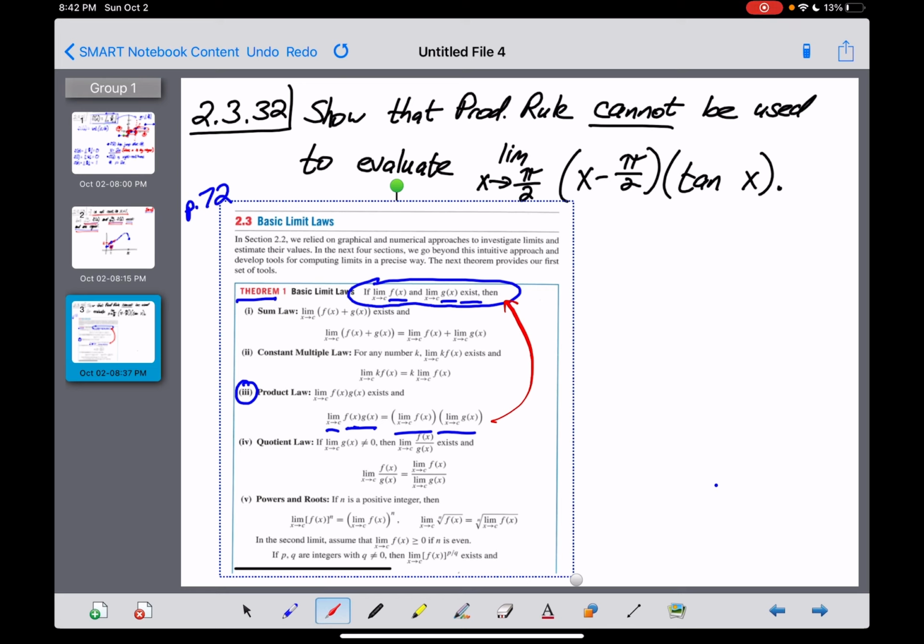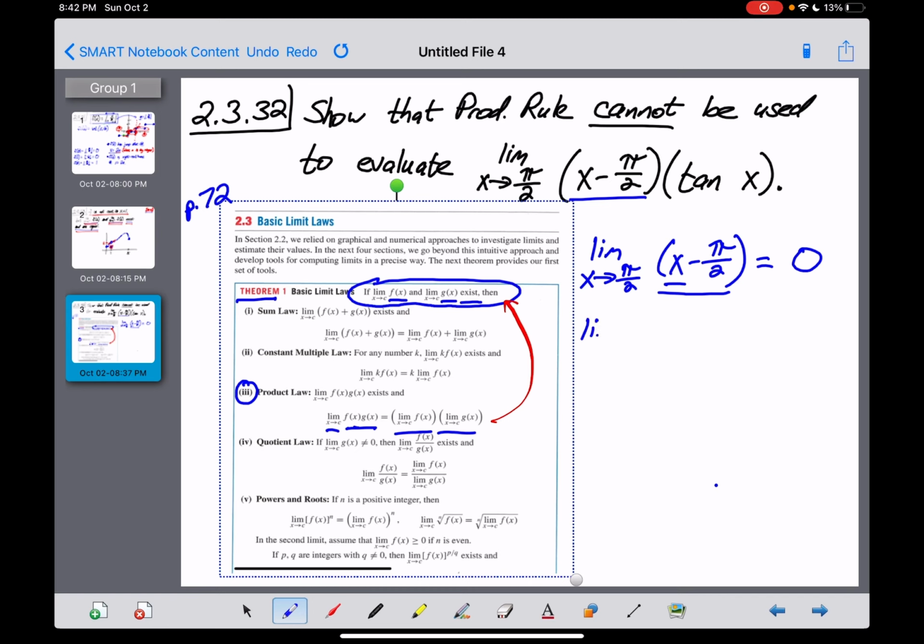So if we talk about what's going on with this function, guys, let's play around with it for just a second. The limit as x approaches pi over 2 of the first part, x minus pi over 2. The question now should be, does that limit exist? And the answer to that one is yes. This is a continuous function. It's a polynomial. It's linear. So we can just plug pi over 2 in for x, and pi over 2 minus pi over 2, of course, is 0. So no problem so far.